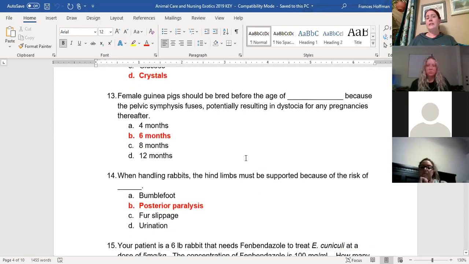lot. Number 13, female guinea pigs should be bred before the age of 6 months. And that's because the pelvic symphysis fuses, and we can have dystocias for pregnancies thereafter where the babies may not fit.